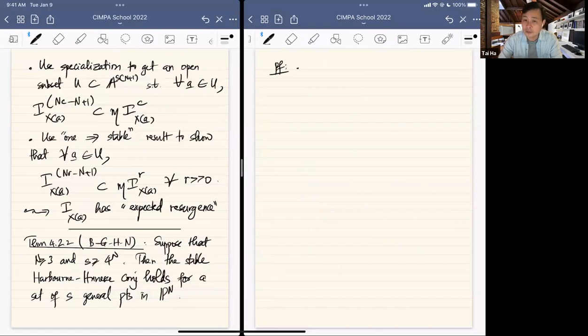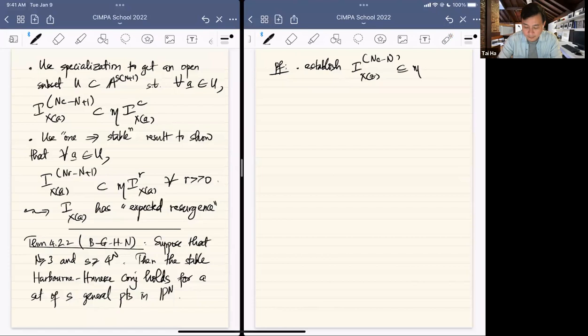So first we move to the generic set of points, we establish whatever we want for the generic set of points, and then we specialize once. Right? So here we're going to establish this containment, I of XZ to the power nc minus n. Remember that the stable Harbourne-Huneke conjecture said that this should be nc, but the one containment implies all containments, or the stable containment that we have, has to have this negative n. So that's why there's this statement here.